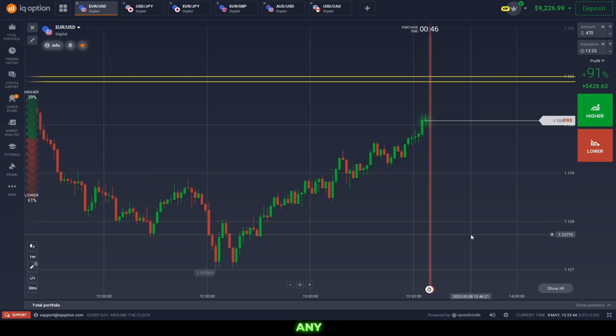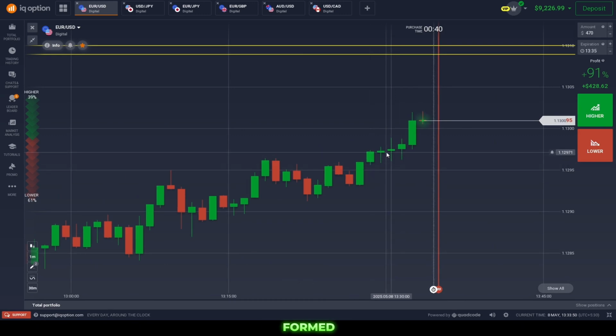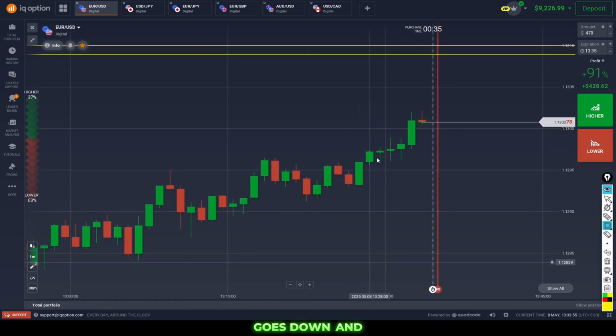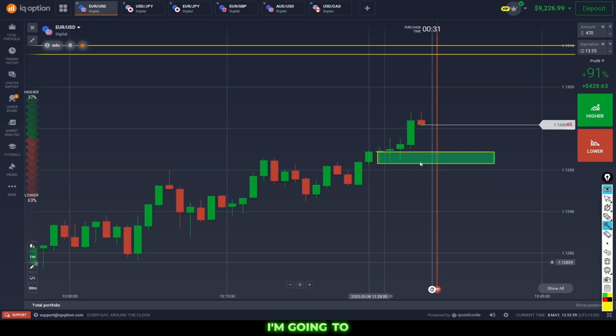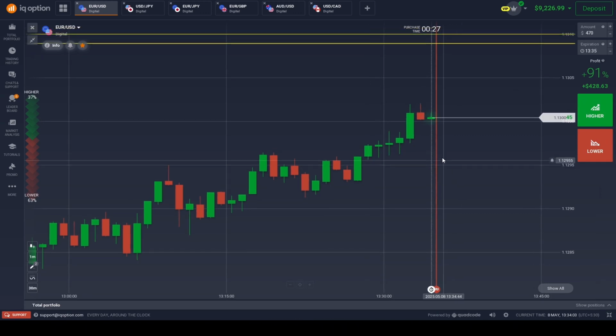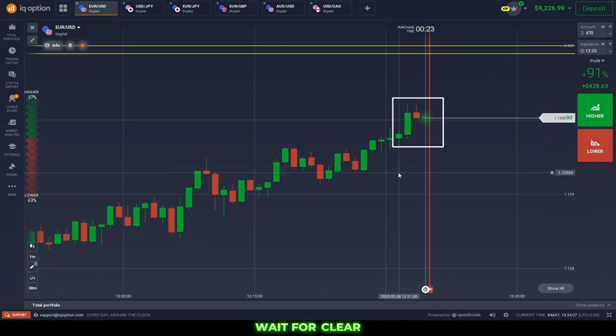Right now, if I get any opportunity to place a trade in the upside direction, I will do that, but I will use the recently formed support level. Like in this case, if the price goes down and hits this particular support zone, I'm going to place a reversal trade in the upside direction if I get any opportunity. But right now the price is quite high, so we have to wait for clear confirmation.